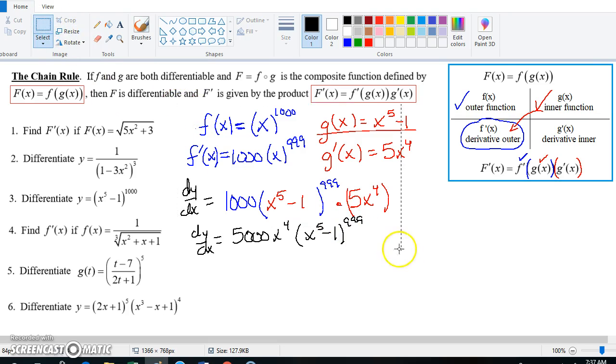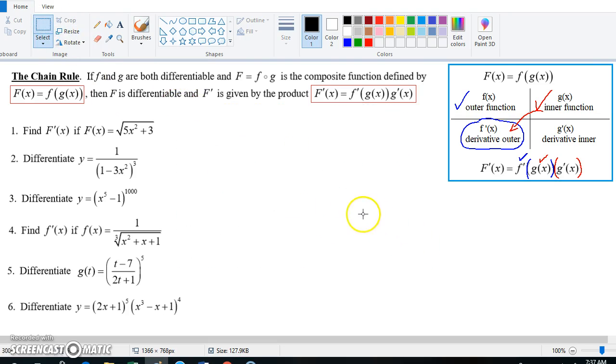Okie dokie, moving on. Alright, number 4 is looking a little messier, but maybe it's just a little bit like number 2. We have 1 over something to the 1/3 power. So our outer function, f of x, is 1 over the cube root of x. I'll write that as x to the negative 1/3.